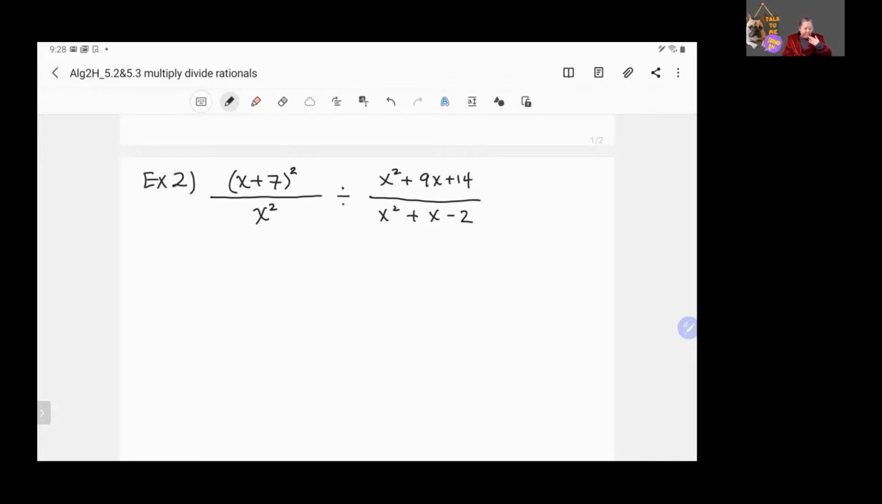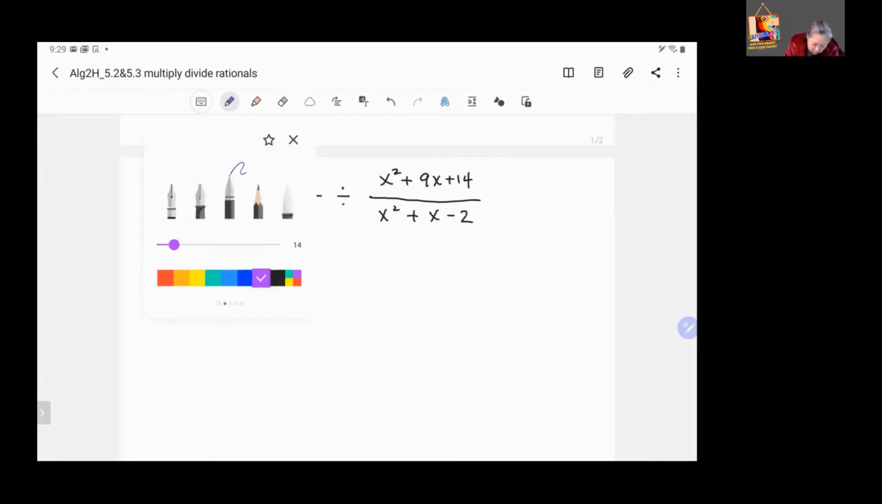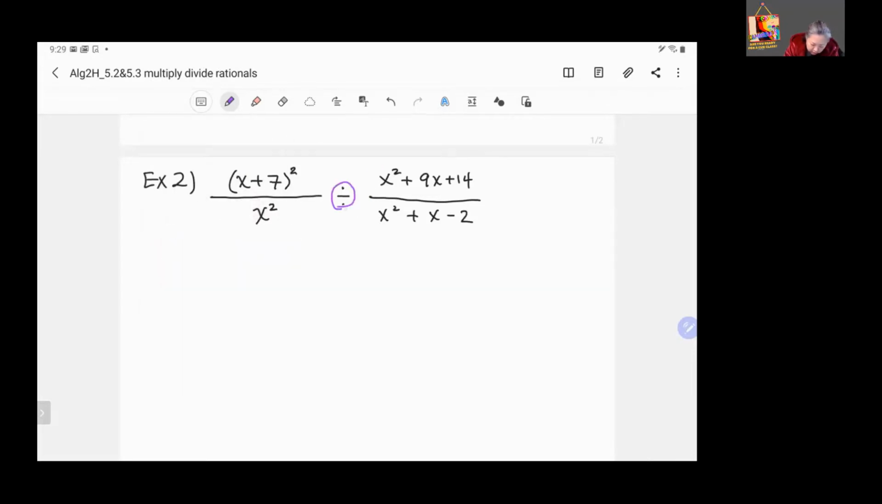Then the first step, before we even examine each part, factorable or not, I know for sure I have to change this into multiplication. Then I have to get the reciprocal of this. So it's going to be x squared plus x minus 2, and then x squared plus 9x plus 14. So now it gets the reciprocal here.